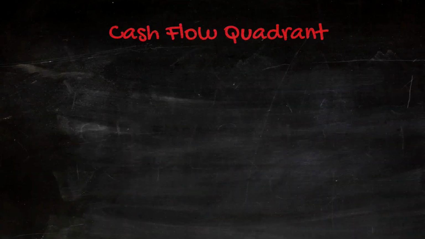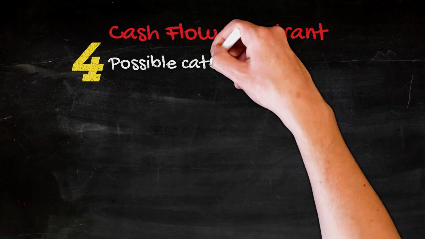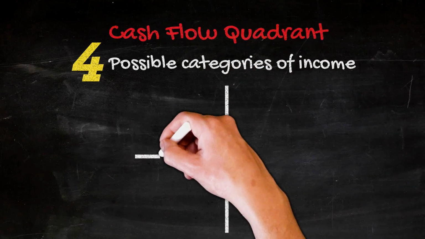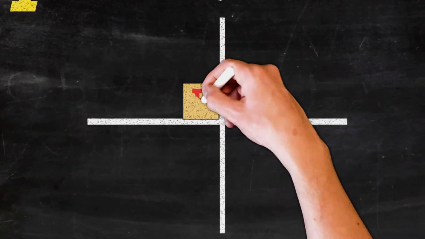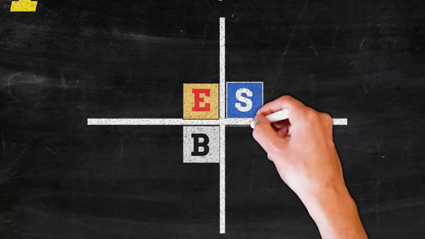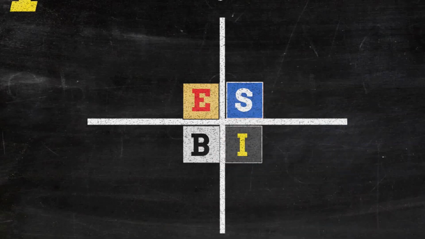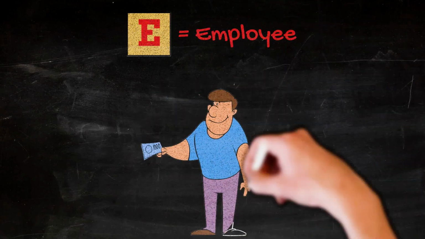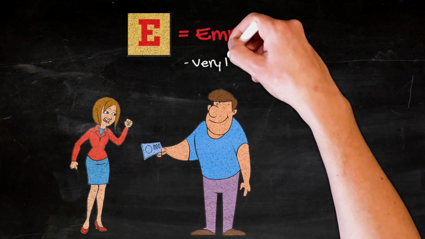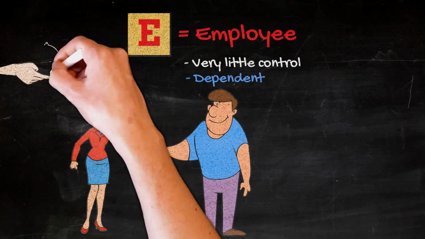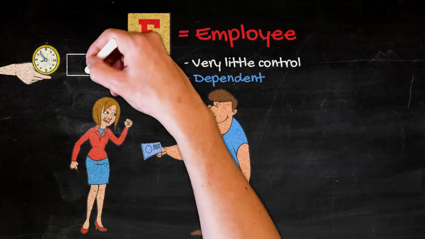The Cash Flow Quadrant is a visual representation of the 4 different possible categories of income that a person can earn. The graphic is divided into 4 sections like this: the E quadrant, the S quadrant, the B quadrant, and the I quadrant. The E quadrant stands for employee. This is where most people fall. They receive a steady paycheck from an employer and have little control over their income. They are dependent on someone else to provide them with income. In other words, they are trading their time for money.